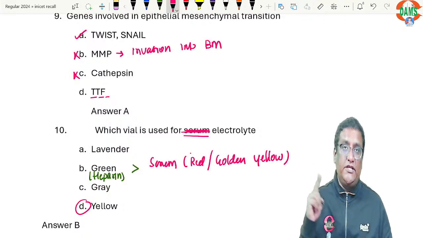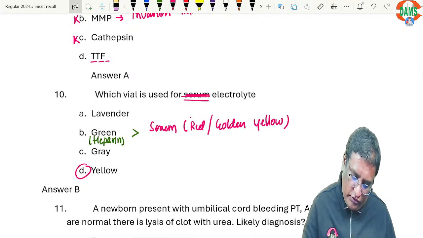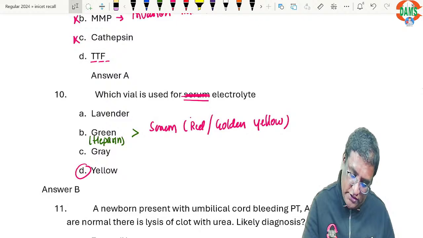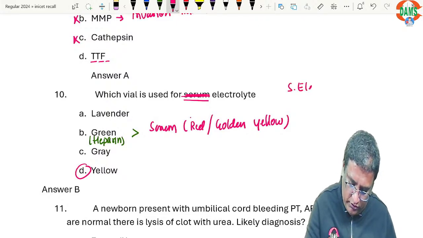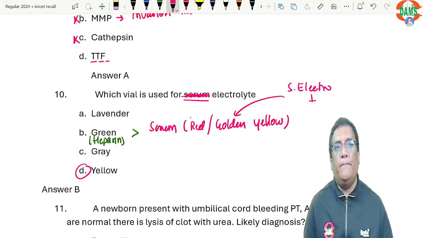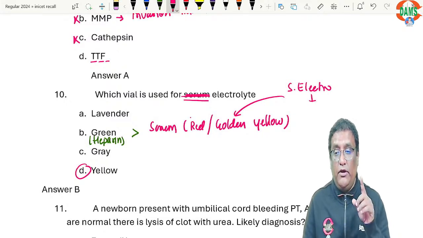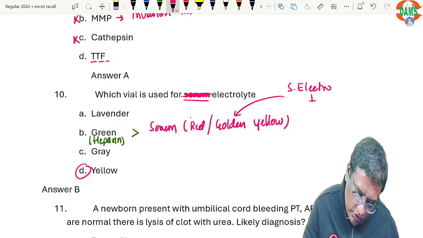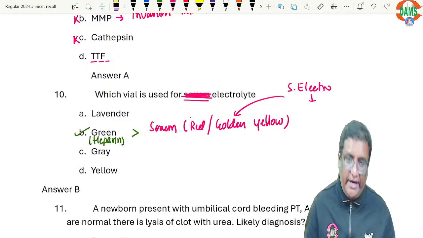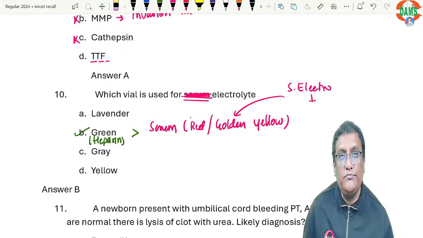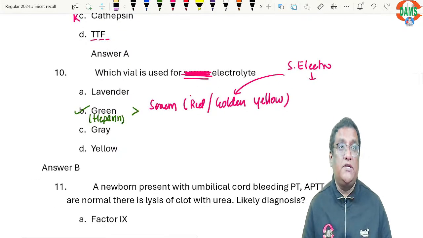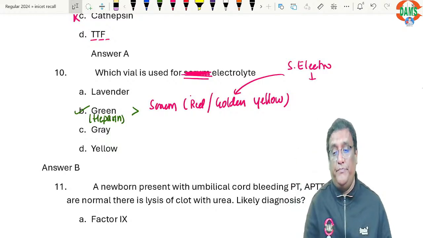So if it is for electrolyte, green more than red, the blood electrolytes we can measure. If your specific question was serum electrolyte, then the answer will be serum tubes, that will be yellow color. That will be the correct answer. Serum was not given, that is why. So only electrolyte was given. For electrolyte, the answer will be green then. If the word serum is used, then it will be yellow or red color. Because if I am adding heparin, I will not get serum, right?